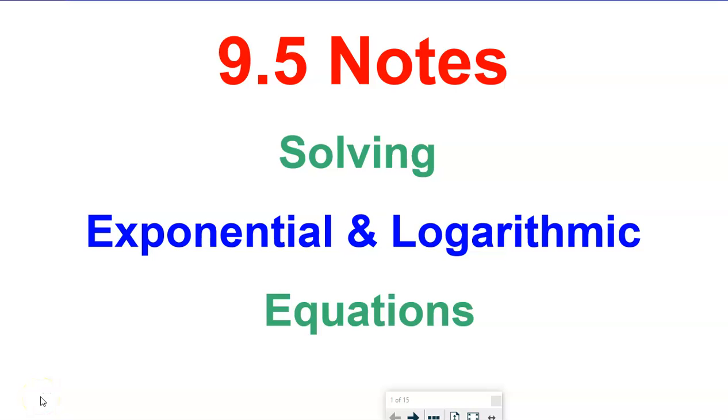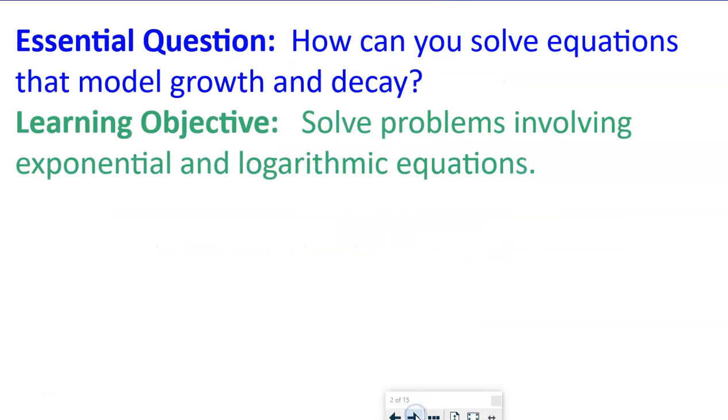So in our lesson today, we're going to actually solve exponential and logarithmic equations. Obviously, our essential question is how can you solve equations that model growth and decay, and that's what logarithmic and exponential equations are. And then our learning objective is to solve them.